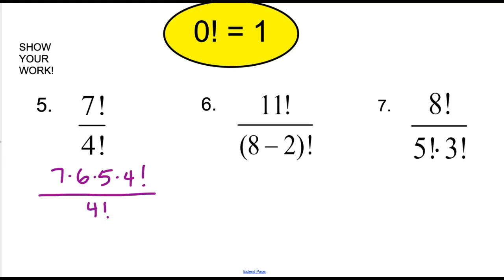So cancel those out. And this would just be 210. All right, same thing over here.